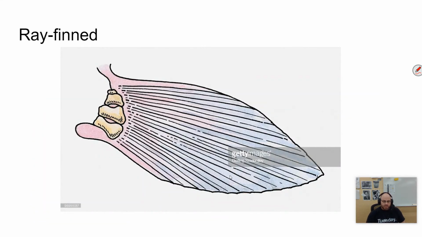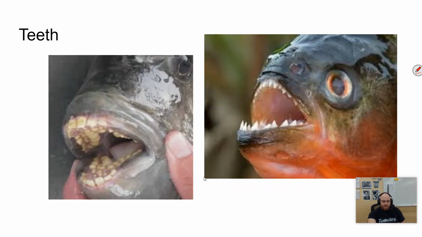Here's a picture of the ray fin. So here are their fin bones and those rays going out from them. They don't necessarily have to be hard, but they can be. There's a picture of some teeth. So weird. Anyway, you get the idea. Teeth have a specific function. This one's probably not eating flesh, but this one probably is eating flesh. There are different kinds of teeth depending on the type of fish.